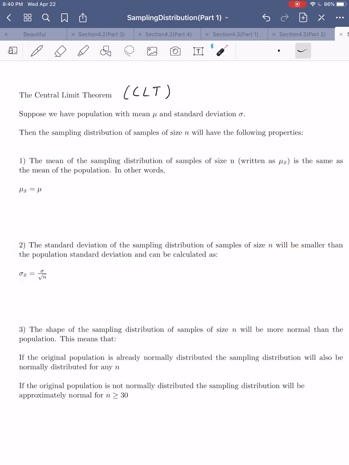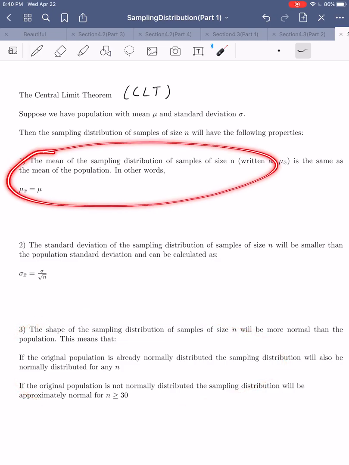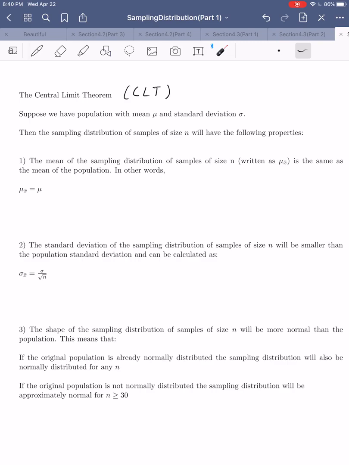All right. The third and final fact, right, it sort of makes sense what it's going to talk about. This first one talked about the mean, which we know is a measure of center. The second one talked about the standard deviation, which is a measure of variation or spread. So the third and final fact tells us about the other thing we often want to study, which is the shape. So this third fact, which is in a lot of ways the most important, says that the shape of the sampling distribution of samples of size n will be more normal than the population. So in other words, the sampling distribution will be more normal looking than the population. In other words, more bell-shaped.